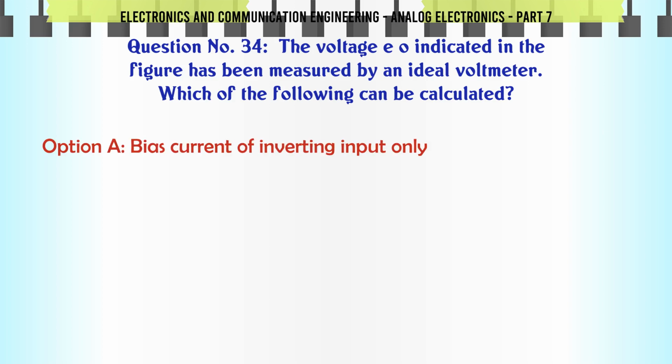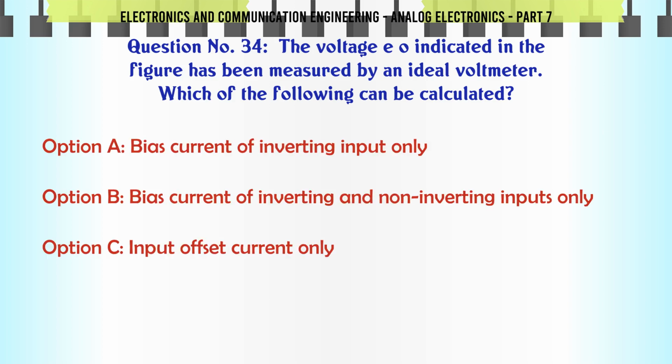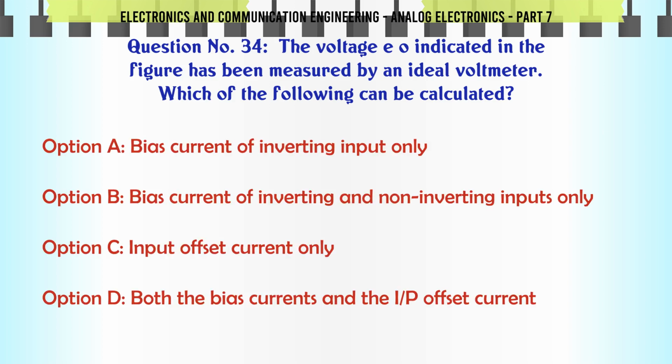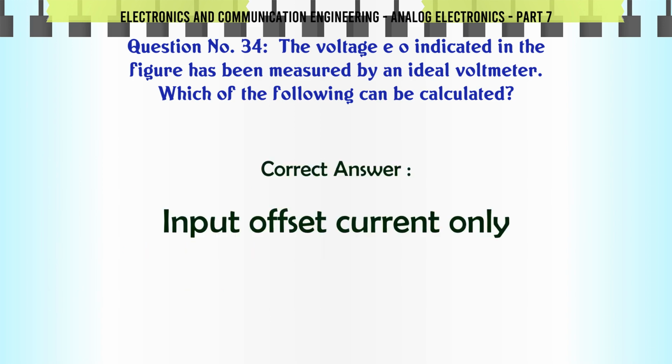The voltage EO indicated in the figure has been measured by an ideal voltmeter. Which of the following can be calculated? A. Bias current of inverting input only, B. bias current of inverting and non-inverting inputs only, C. input offset current only, D. both the bias currents and the input offset current. The correct answer is input offset current only.